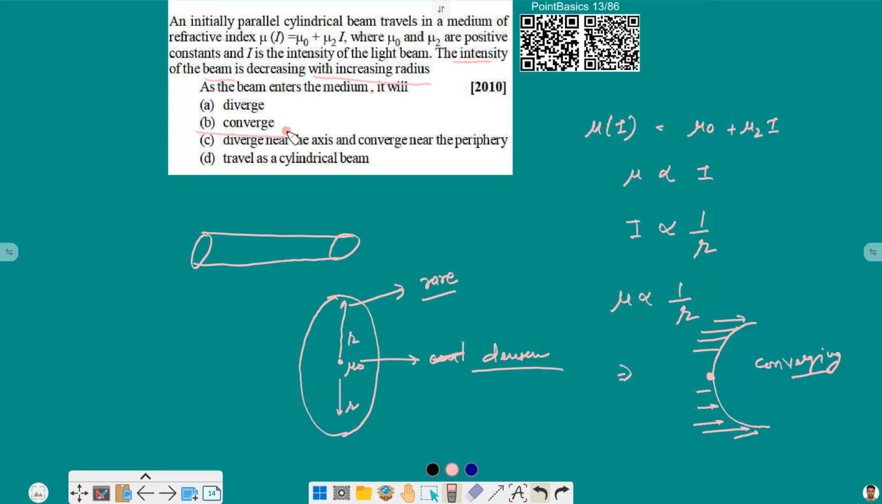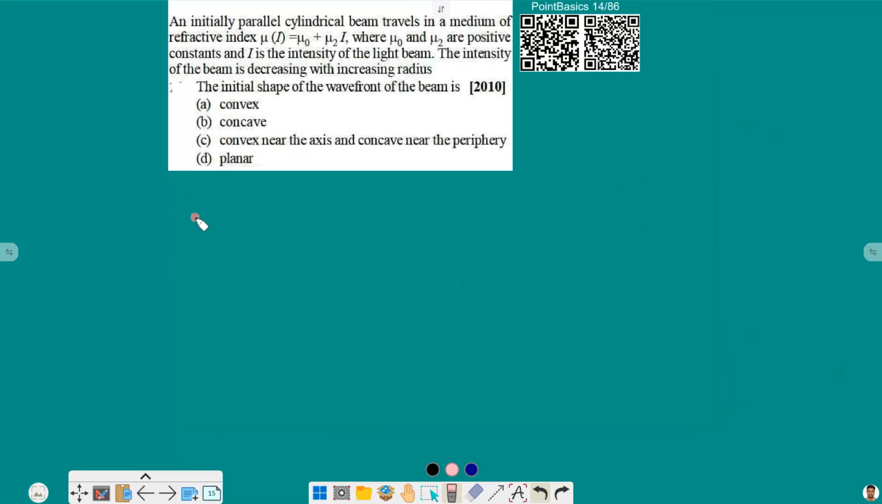Now let us move to the next one. Initially parallel, the statement is the same. The initial shape of the wavefront of the beam is... Now, initially the wave was in the cylindrical form, and suppose this phase is entering inside the medium, so this phase will be in the planar wavefront, because only when there is no refractive index change the wave is normally a planar wave.